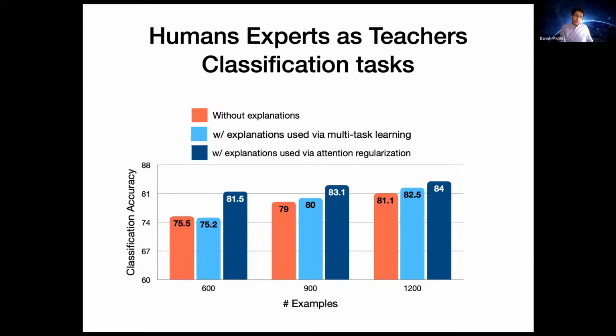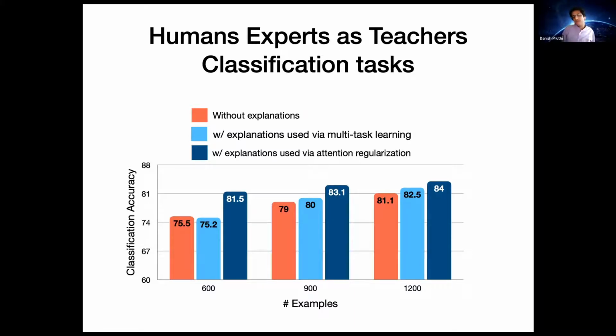And as you can see, attention regularization is immediately effective, whereas multitask learning takes about 900 or so examples to yield improvements. Because for multitask learning, you have to learn a new set of parameters altogether for the CRF parameters. Whereas attention regularization is immediately effective because you don't need to learn any new parameters, and you can think of explanations as some sort of inductive bias, and they're immediately helpful.